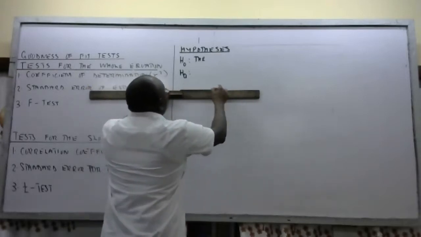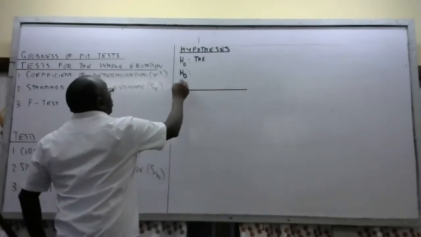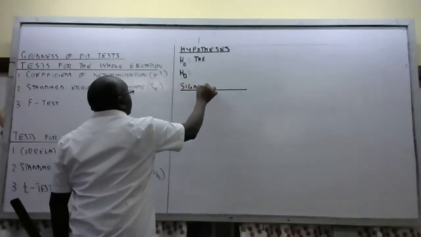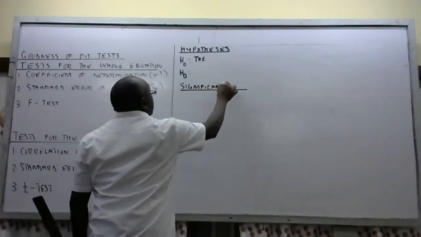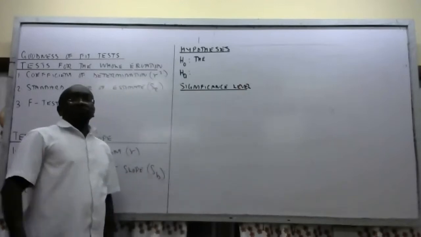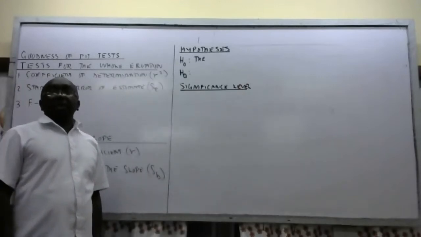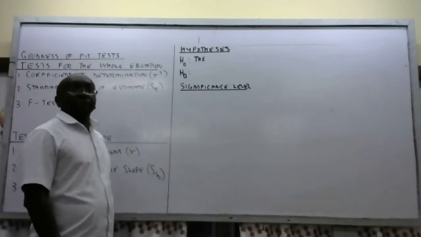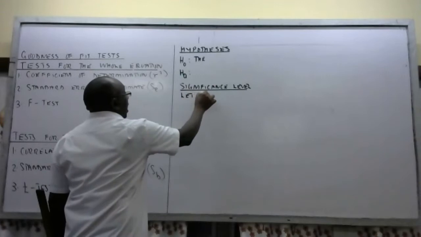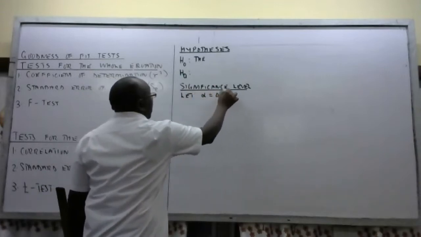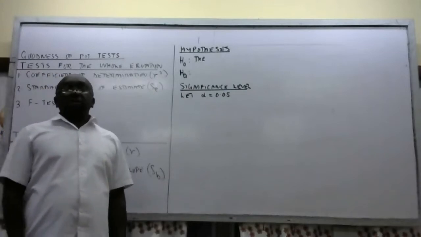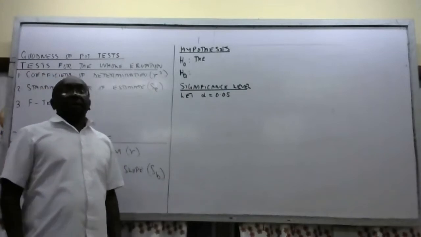Step number 2 is called significance level. Here you say let alpha to be 0.05. So that is assumed.